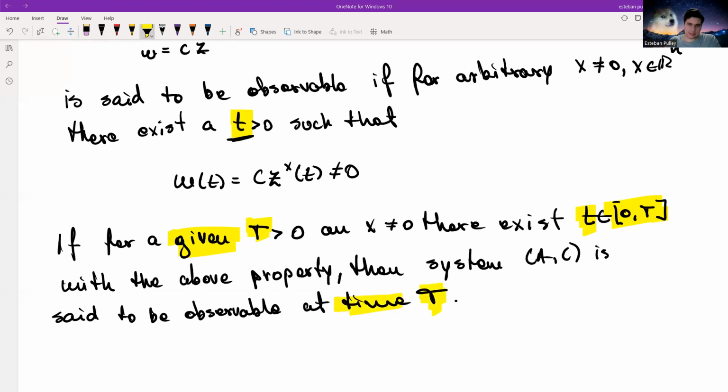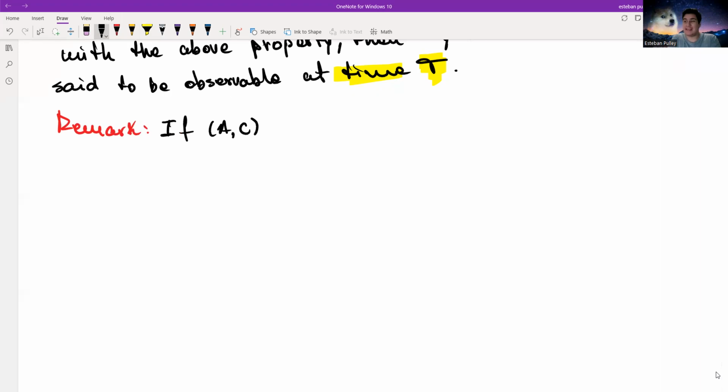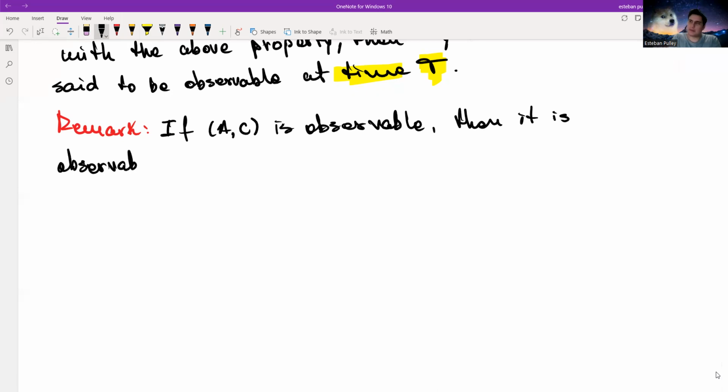And well, we can mention something that could be simple to show. Remark. If a system (A, C) is observable, then it is observable at a given time T positive.